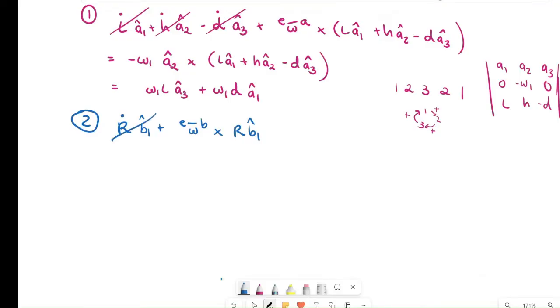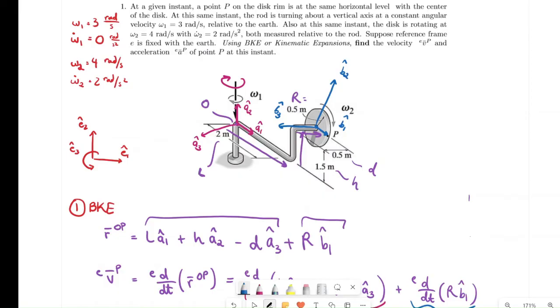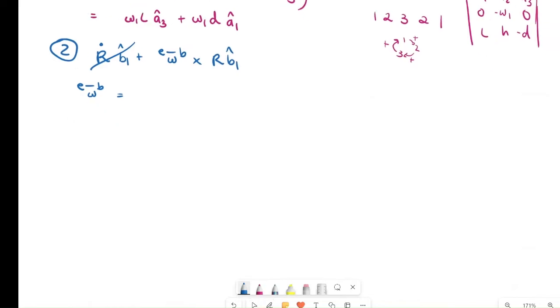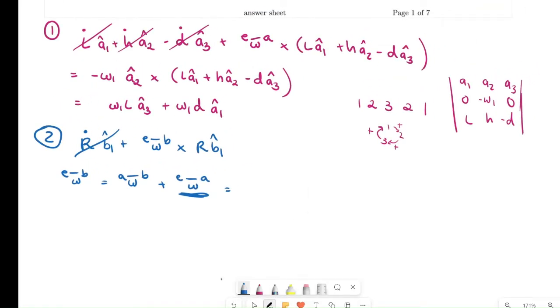Now we need to find what omega b with respect to E is, because we have a complex rotation. Remember that the disk is rotating with respect to the rod, which is rotating with respect to the ground. So the angular velocity of the disk with respect to the Earth is equal to the angular velocity of the disk with respect to the rod plus the angular velocity of the rod with respect to the Earth. So we found this term, right? This term was equal to negative omega 1 A2 hat.